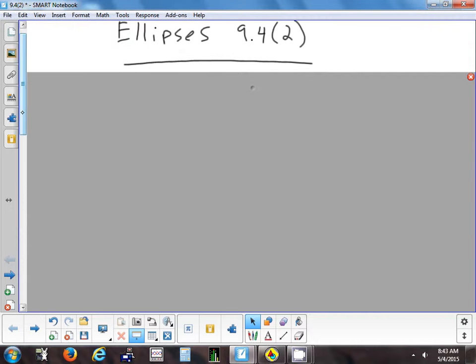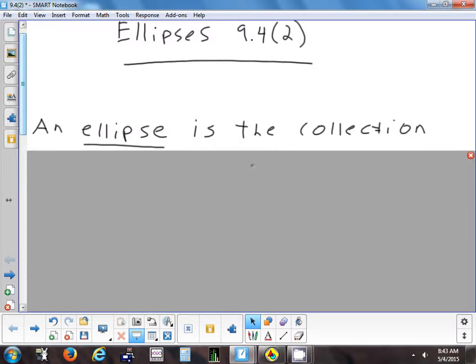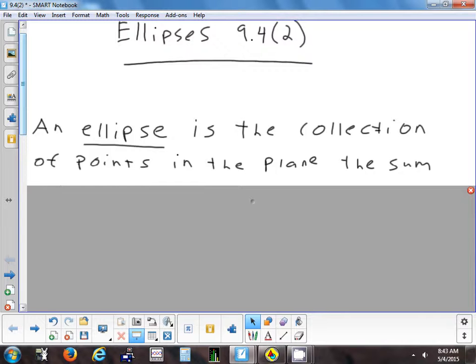All right, so last time we looked at parabolas. Today we're going to look at an ellipse. Again, this section is 6.3 in your packet. If you want to look at it in your book, it's 9.4. All the conic sections in your book are done in one big section.